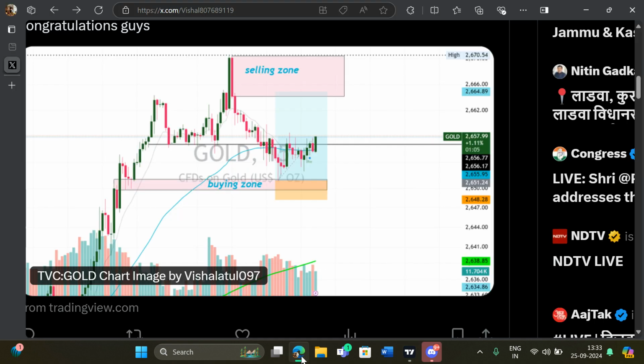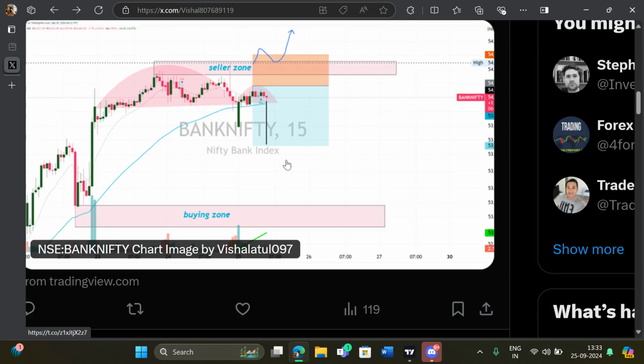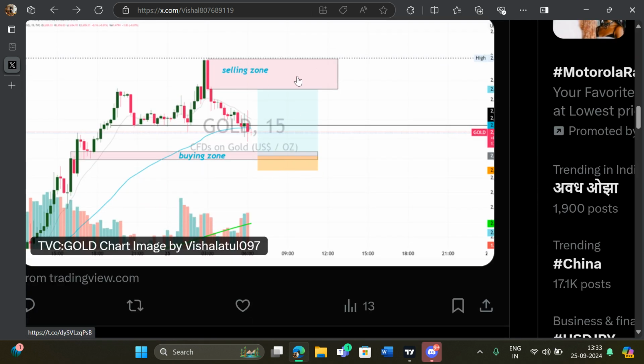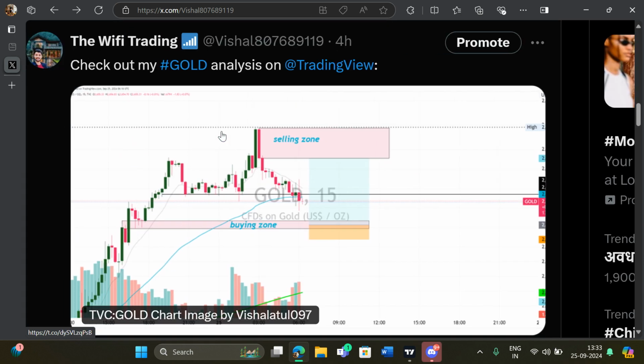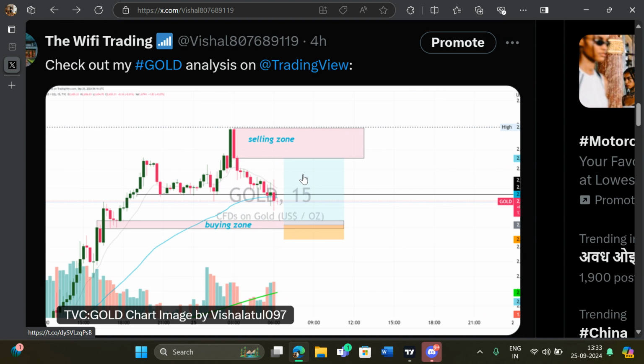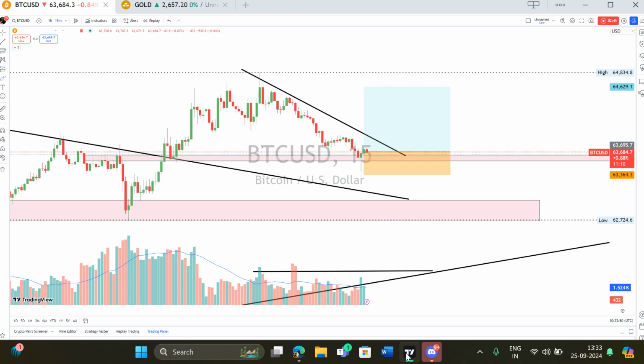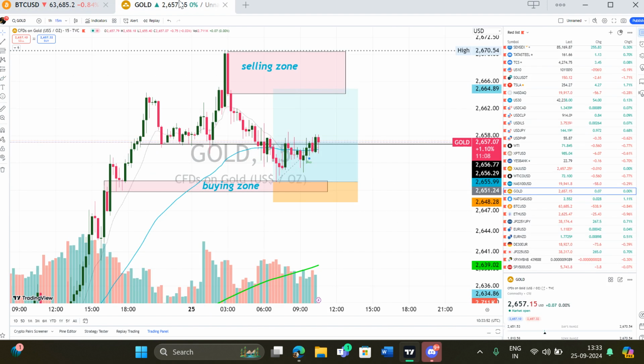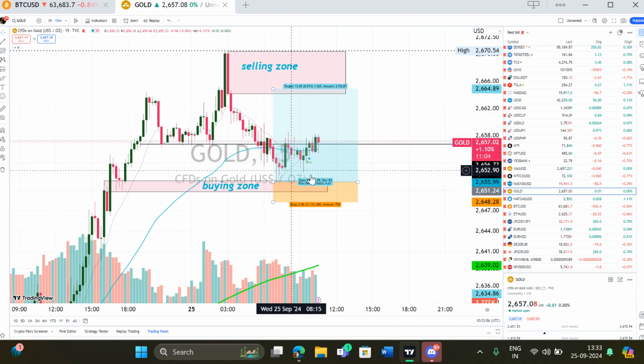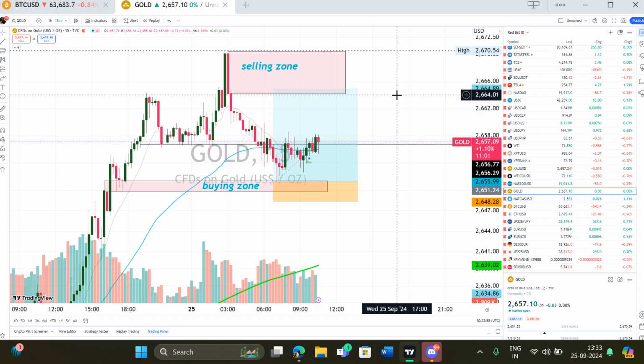As we showed you, this is our signal here, gold. I have posted it on Twitter. I hope you go there and check it out. We have to buy from this area, and then you check now, see the level. It's going to execute our trade here very well. This is going good.